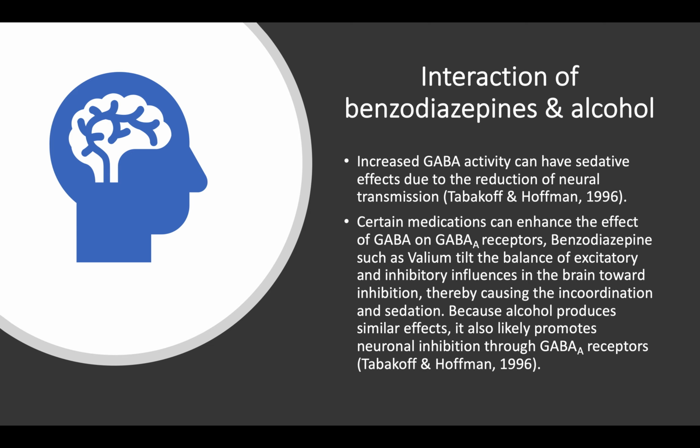Increased GABA activity can have sedative effects due to the reduction of neural transmission. Certain medications can enhance the effect of GABA on GABAA receptors. Benzodiazepines, such as Valium, tilt the balance of excitatory and inhibitory influences in the brain toward inhibition, thereby causing incoordination and sedation. Because alcohol produces similar effects, it also likely promotes neuronal inhibition through GABAA receptors.